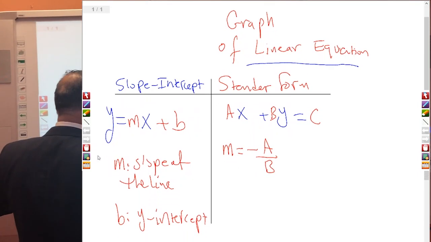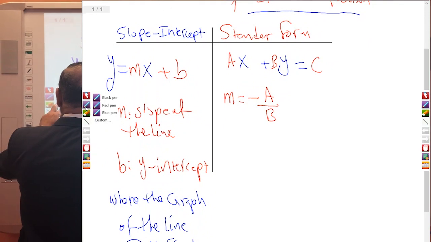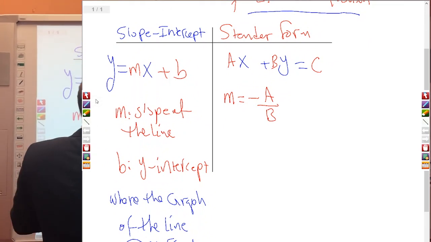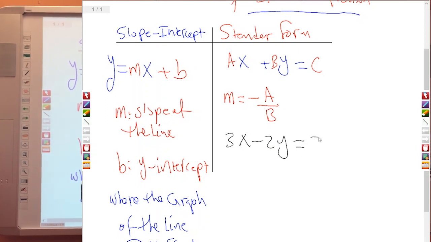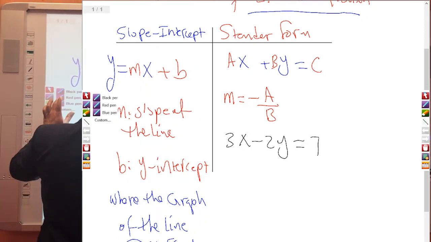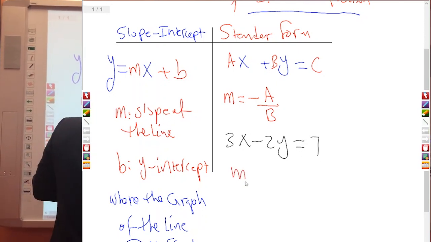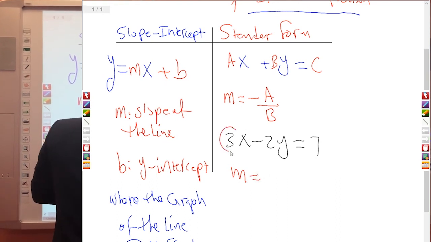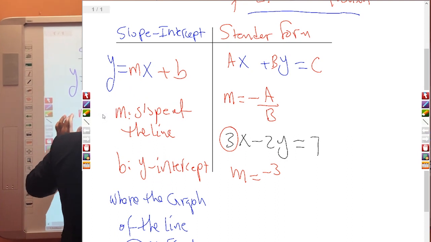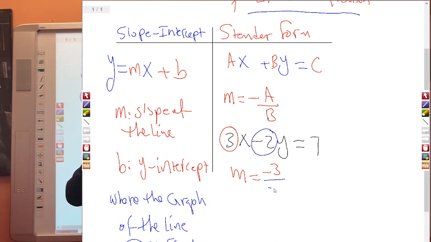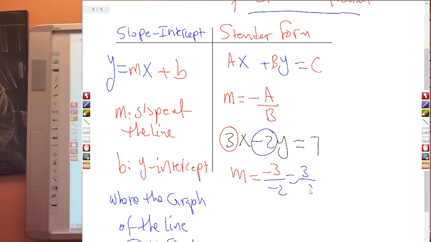A quick example here. Look how quickly you can find the slope. 3x minus 2y equals 7. The slope m equals, what do we have with x here? 3. We take the opposite. And you leave the number with y the same, which is 2. So the slope is negative 3 over 2.